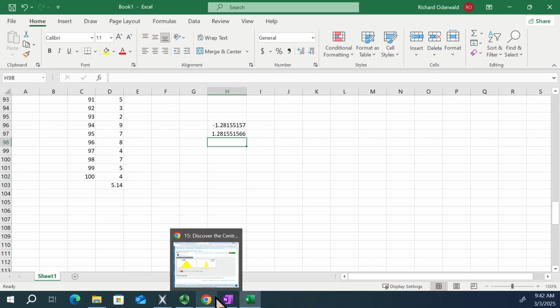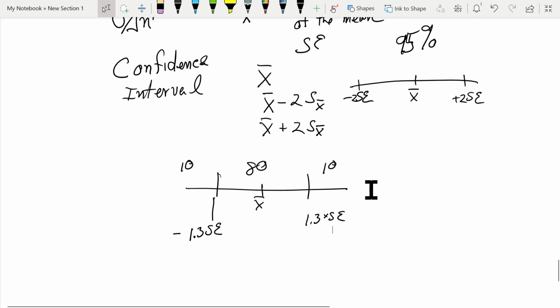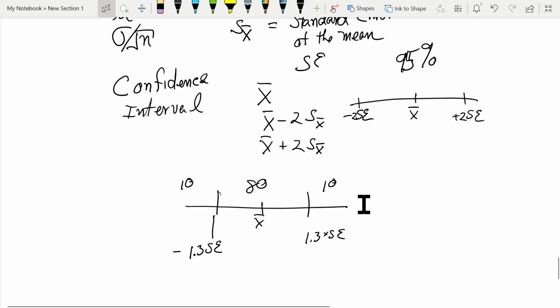So for an 80% confidence interval, this would be 1.3 times the standard error down and 1.3 times the standard error up. This one, 95%, is minus 2 and plus 2. This one is minus 1.3 standard errors and plus 1.3 standard errors. What's the difference between 95 and 80% bet? What changed between those two? Did the average change? Did the standard error change? All I did was change how far out I went.